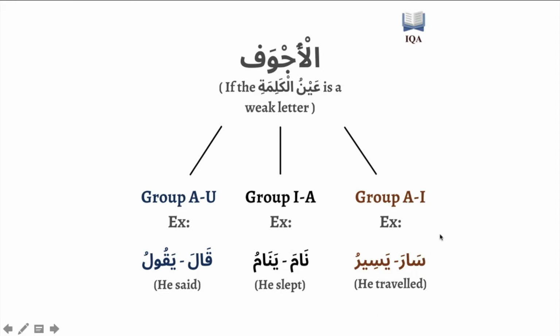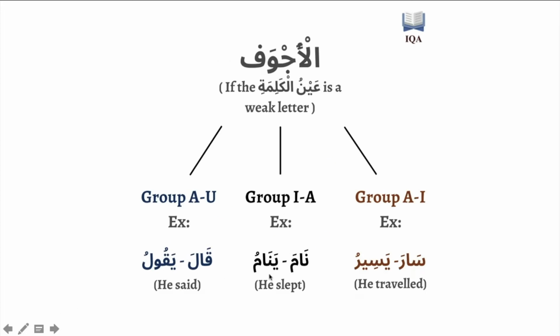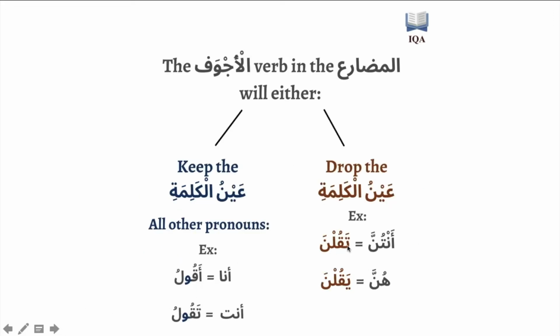So how do these different groups function in the mudara'? The Ajwaf verb in the mudara' will either keep its ayn kalima or drop its ayn kalima. So it's either going to drop its middle letter or it's going to keep it. It's going to drop the ayn kalima in antunna and hunna. So when you conjugate the Ajwaf verb in the mudara' with the pronouns antunna or hunna, the ayn kalima, whether it be a waw if it's group AU, or an alif if it's group EA, or a ya if it's group AE, whichever the case may be, is going to drop. So it's going to be taqulna, yaqulna, tasurna, yasirna, and so on and so forth. And in all other pronouns, it's going to keep its ayn kalima. So ana, anta, antum, the list goes on. So aqulu, taqulu, and so on and so forth.